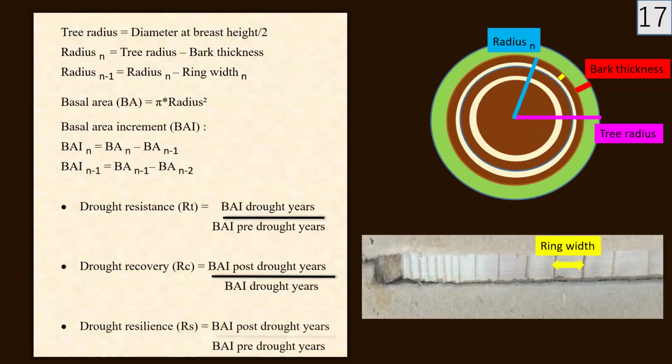Once we got the basal area, we already mentioned our drought years and non-drought years. So the three drought indices, drought resistance, recovery, and resilience, were calculated. Drought resistance is the ability of the tree to withstand drought. Drought recovery is the ability of the tree to recover after a drought period. And resilience is the ability of the tree to regain all the traits that were lost during a drought period. These are the three drought indices that we calculated using our tree ring values.